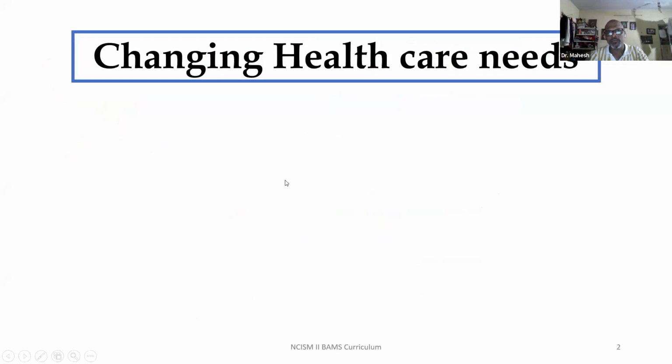Now, why have we made so many changes in this syllabus? Not removed anything, basically. Some things are added. Why were those changes made? I went to a college, Badami College, where we were having a group discussion on this syllabus curriculum. So the main thing is the changing needs of healthcare.